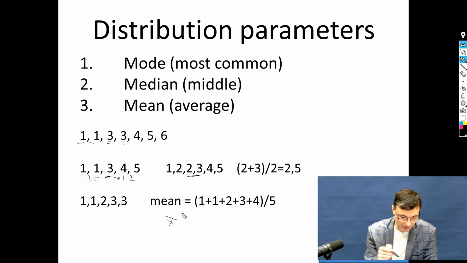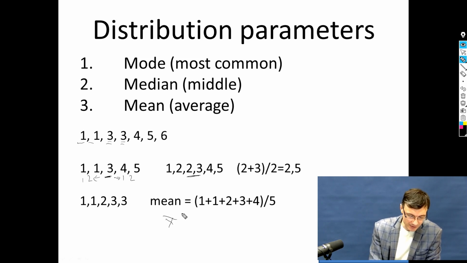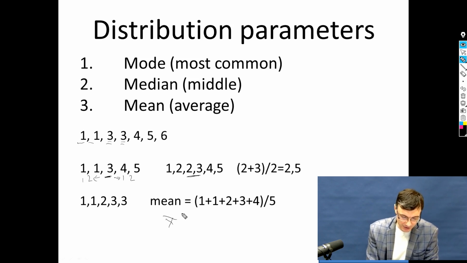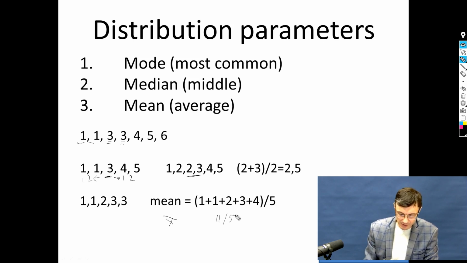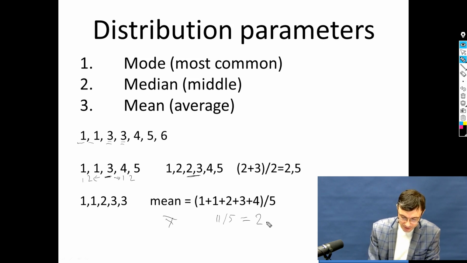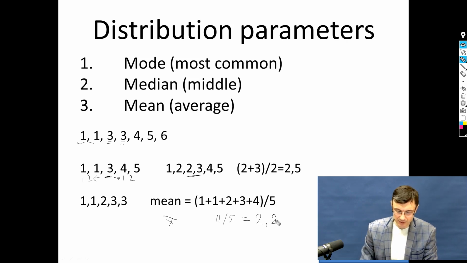So in this sample, you can see there are 5 values, and the sum of them will be 11. Then we divide 11 by 5 and get our mean. This is a simple sample. On the next page I'll show you a more complex one.